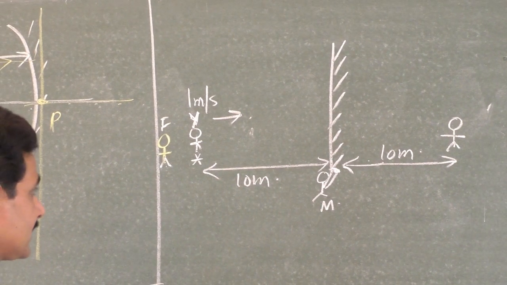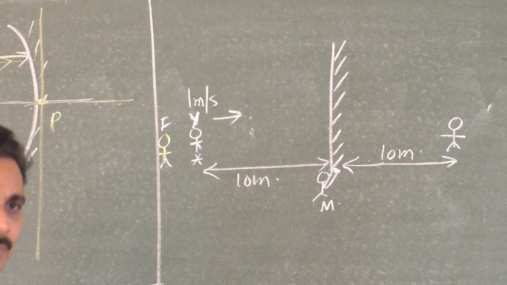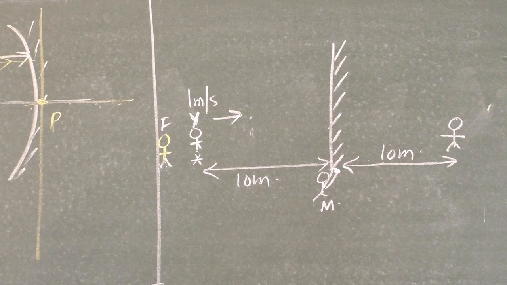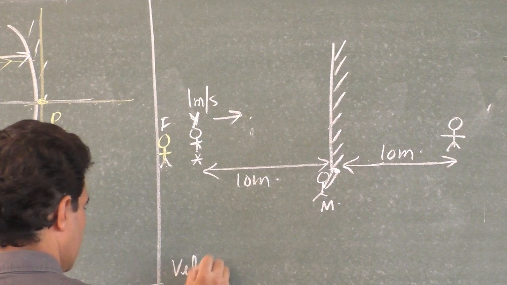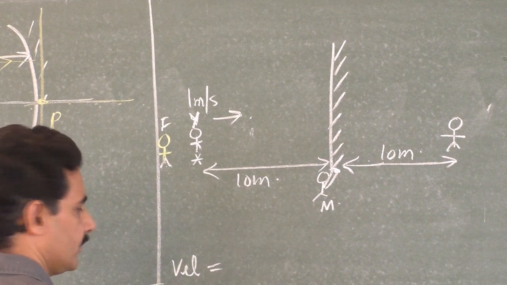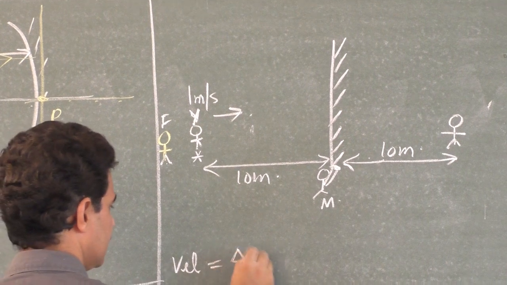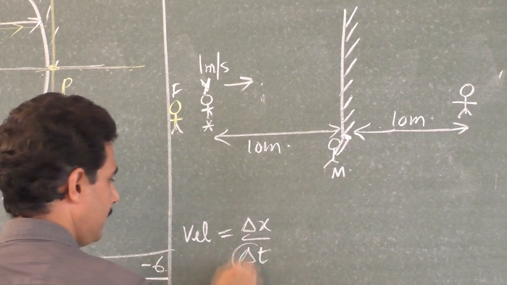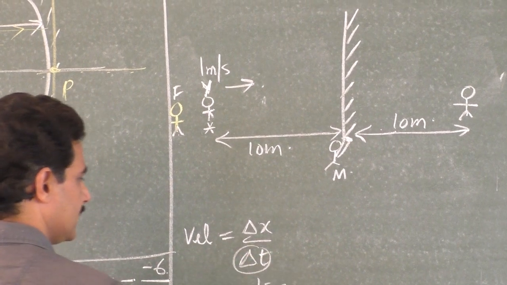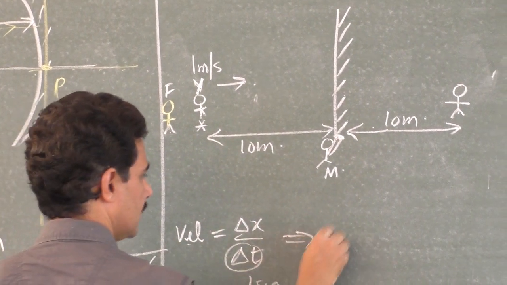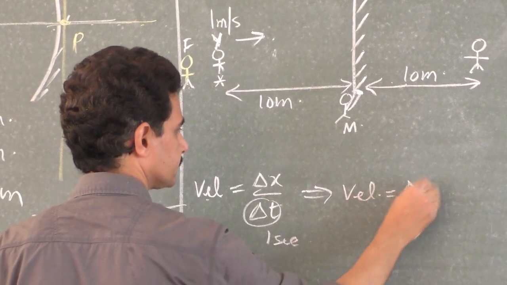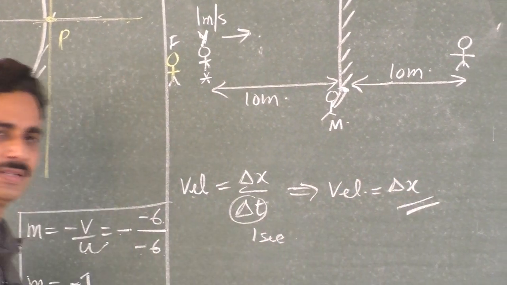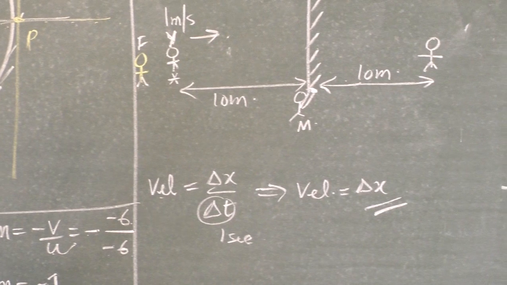Now let us see the situation after 1 second, because always remember, what is velocity? Velocity or speed is the rate of change of displacement, displacement divided by time taken. Now, if the time taken is 1 second, velocity becomes equal to displacement itself.